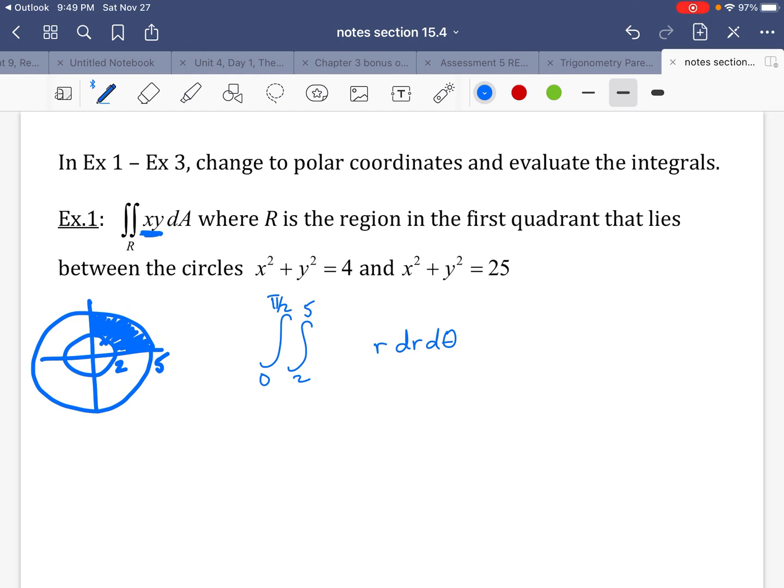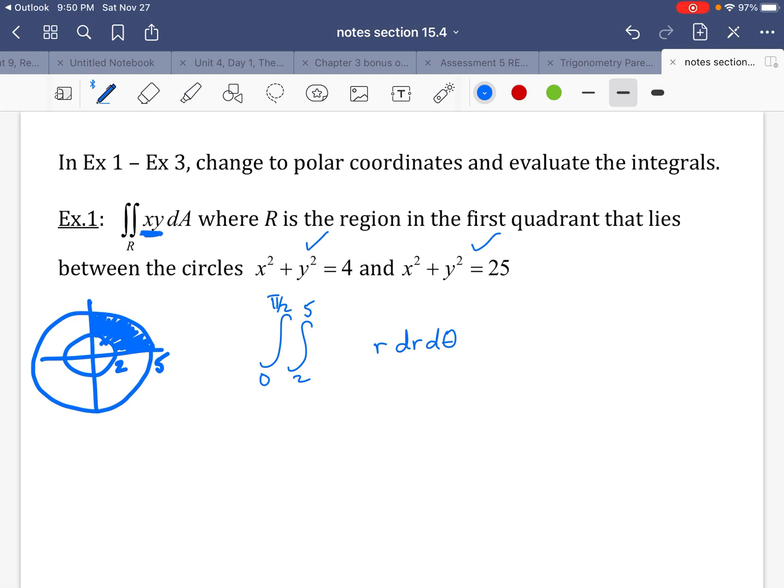Instead of doing circles where I'd have to solve this for y, I'd have to do the 4 minus the square root of 4 minus x squared, and this one, the square root of 25 minus x squared, sorry. And so it'd just be really horrible to do the integral that way.